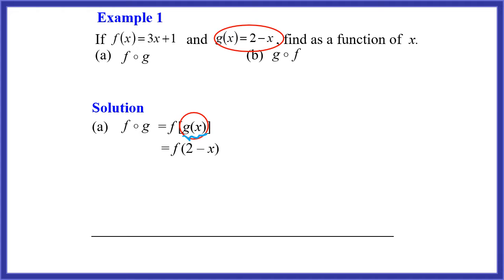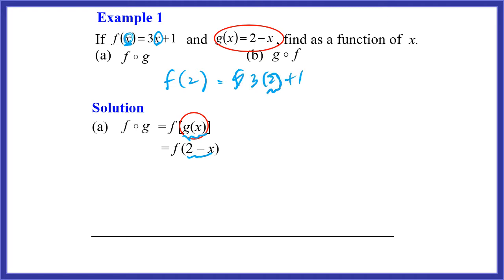Usually we write down f x equal to 3x plus 1. But here the one inside is not x, it's 2 minus x. So the x on the right side needs to be replaced by 2 minus x. So f of 2 minus x, this is like if f of 2, what we need to do is replace the x with 2. So we have 3 multiplied by 2 plus 1.